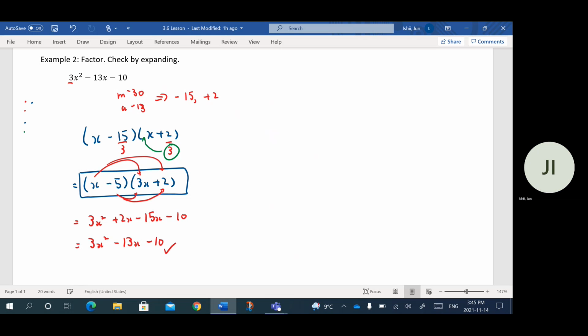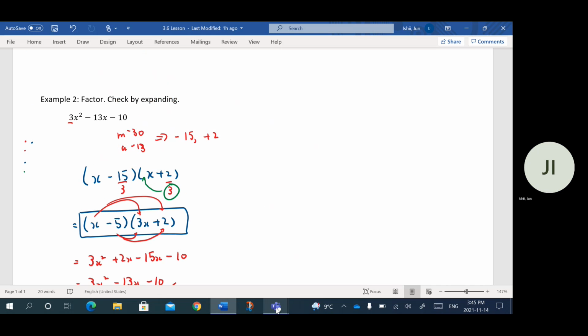We're good. All right, guys, so that is how you factor trinomials or polynomials with a number in front of the x squared.